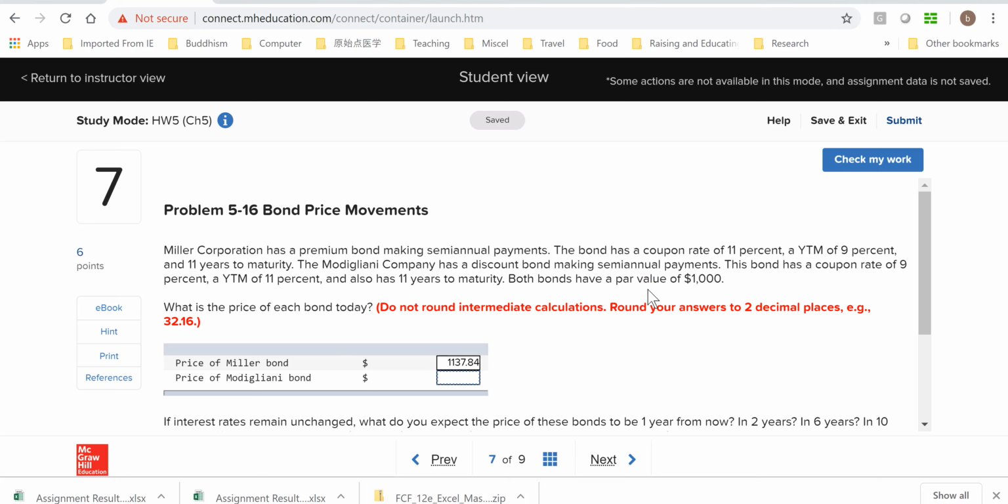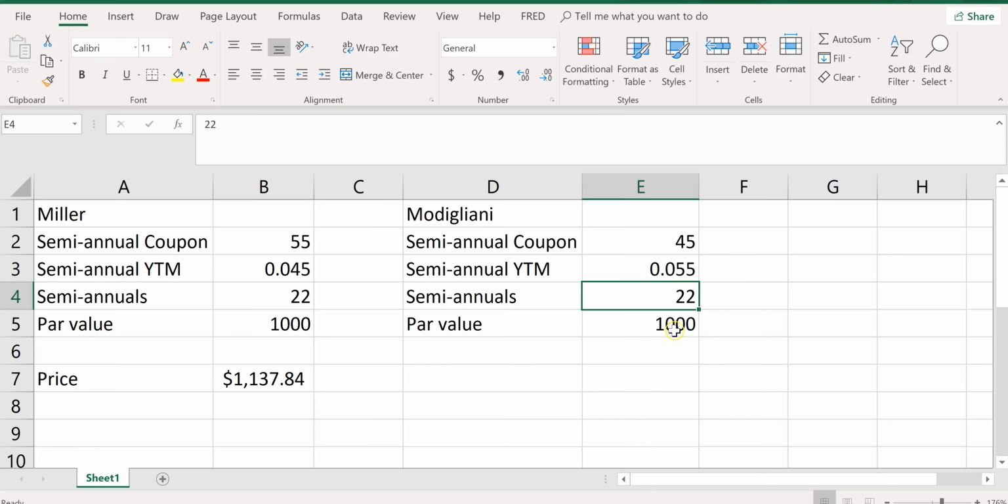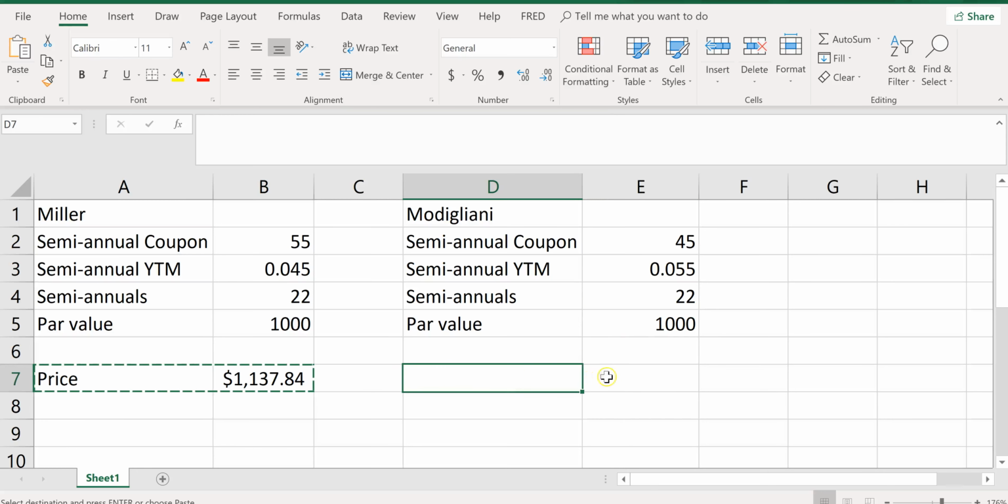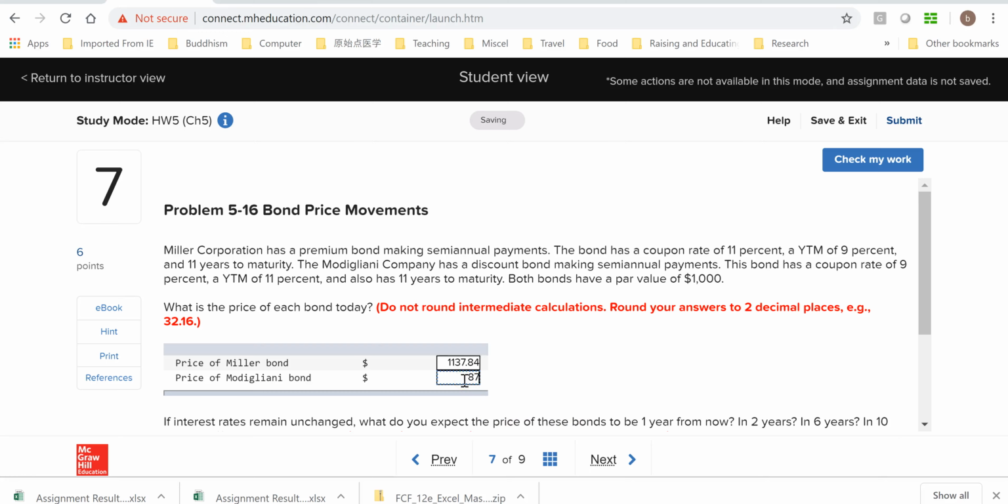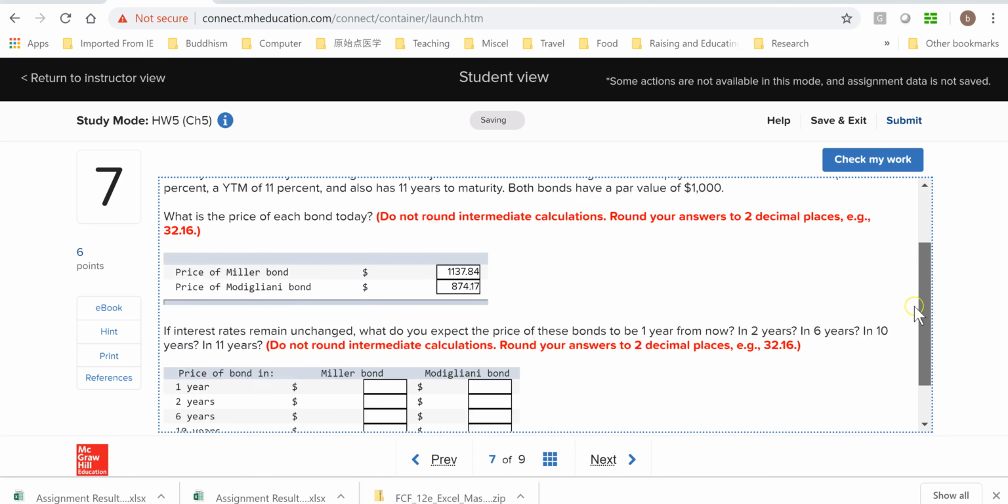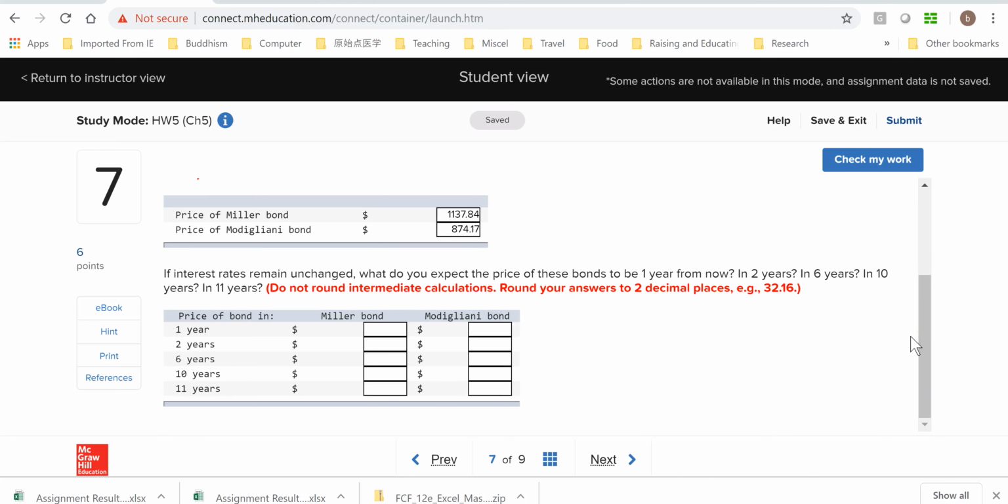So now it's 5.5%. And 11 years to maturity is the same for both bonds, and par value is the same, so I can just copy. You can see Excel automatically uses the new information to calculate the current price. So the current price for Modigliani is 874.17. So that's the first part of the problem.